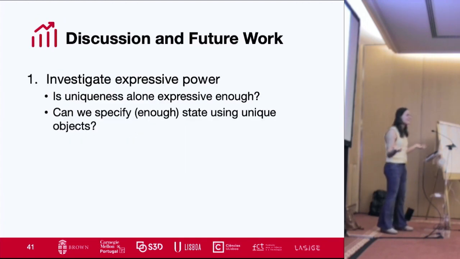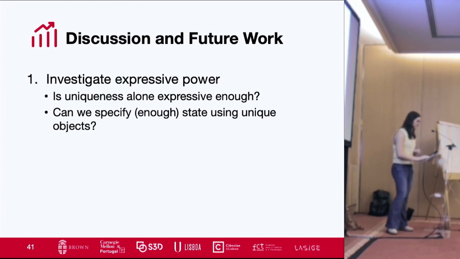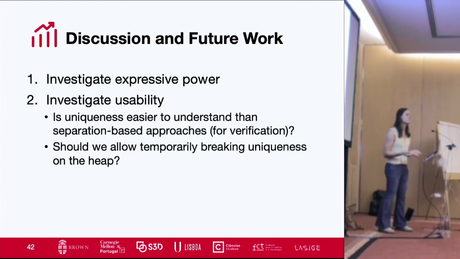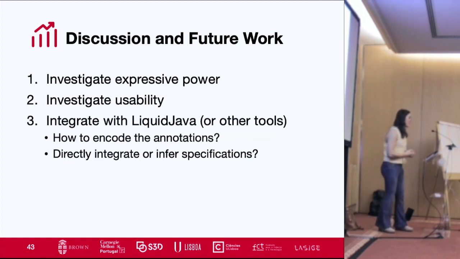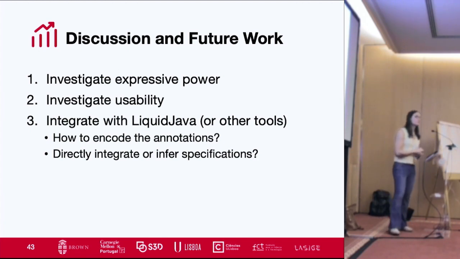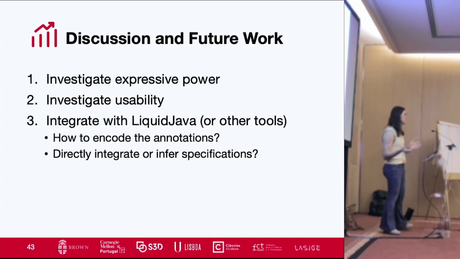Except, well, there's a lot of questions about this. Is uniqueness alone expressive enough? That's a question. Maybe we can specify some unique core of objects and then use our Liquid Java reasoning, like type state and etc., to reason about the structure of other values. But this is a question. Also, the usability, is this easier to understand than other approaches? We have yet to evaluate that. Should we allow temporarily breaking some of these invariants as long as we can show that they're restored? That's another question. It remains to be done to actually integrate this into tools, and we've done a lot of discussion on what the best way for this is. Do we want to encode the annotations in a separation logic and then pass that off to something else, or what should we do there?